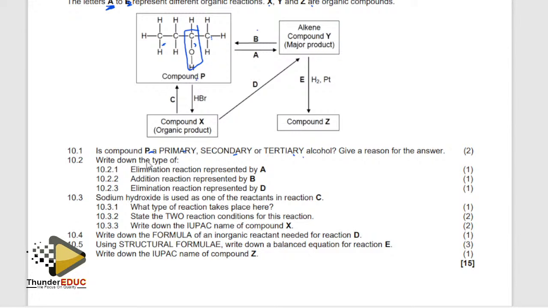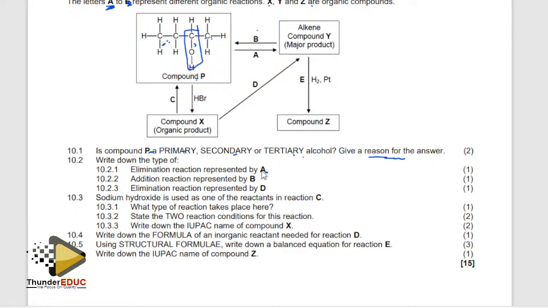Then they're saying give the reason for your answer. We answered it. The carbon atom with the functional group is attached to 2 other carbon atoms. It must be a complete statement. Question 2: is reaction A elimination? Where is A? A is this one going here.